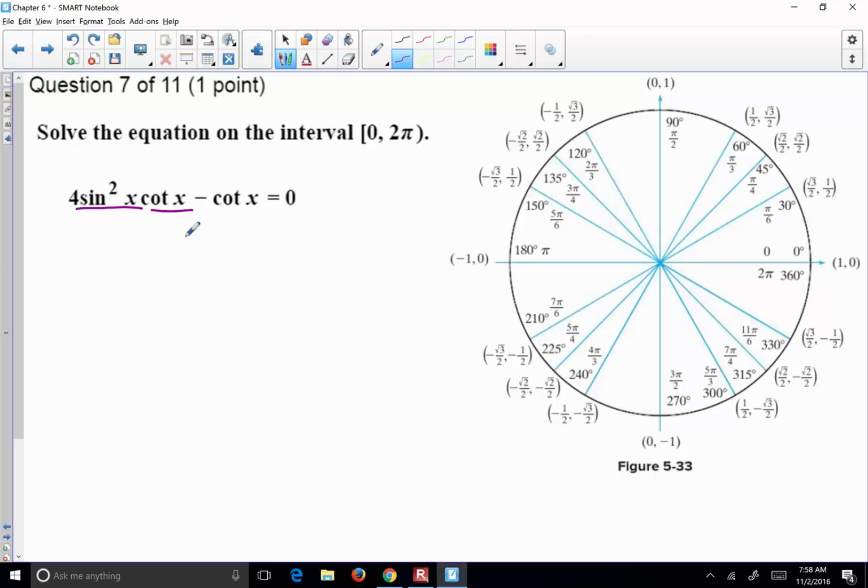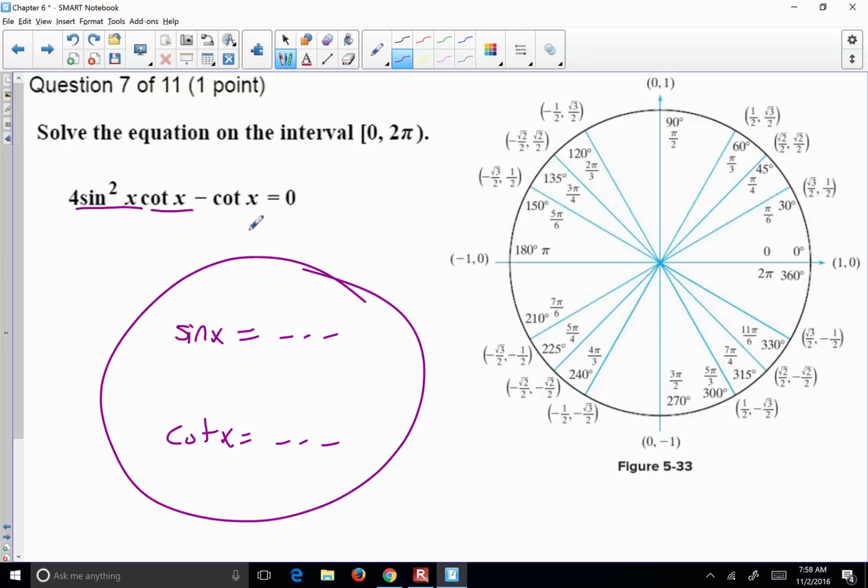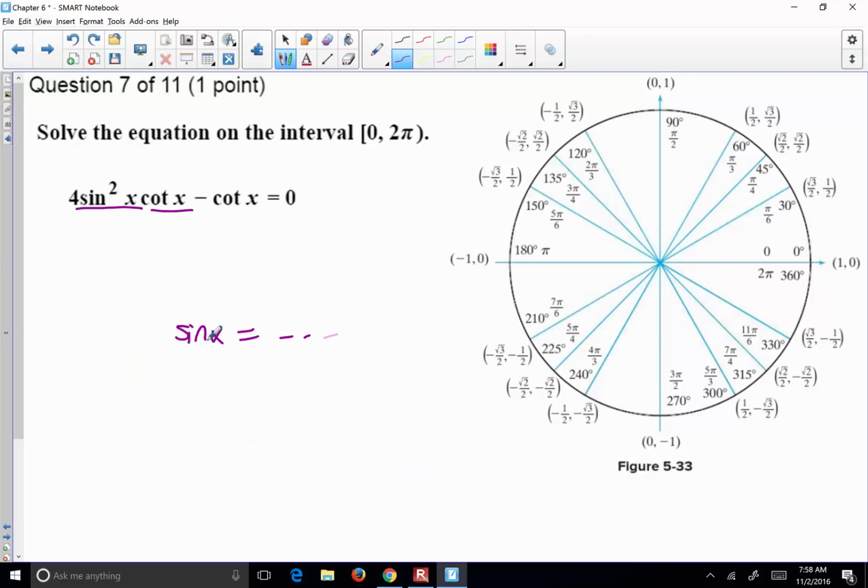Our objective in all of these questions is again to get the trig function all by itself, either sine x equal to a number or cotangent x equal to a number. Unless you do this, you can't get the solution. So you need to get these separated and isolated.